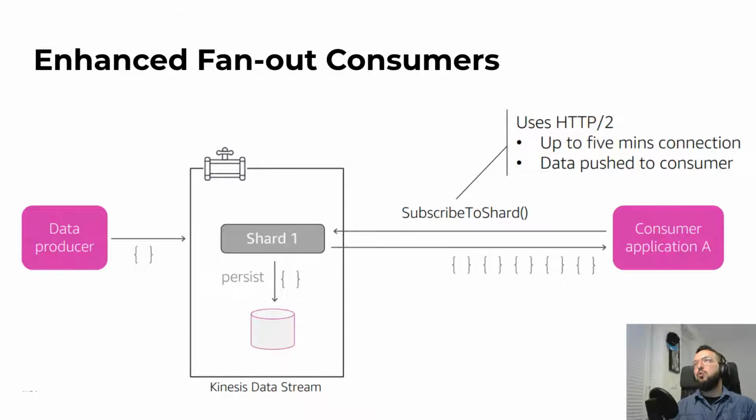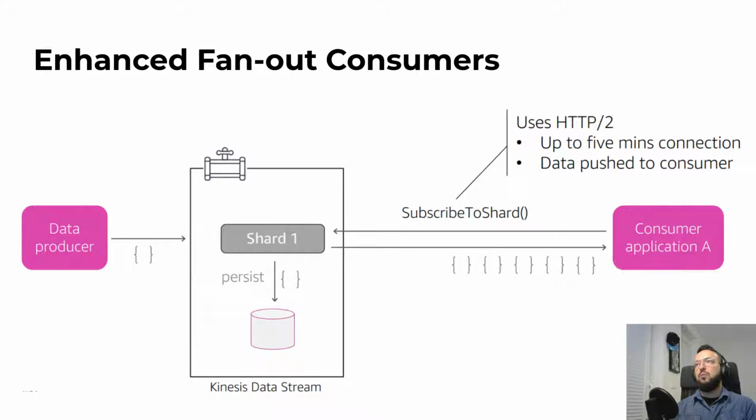How does the push capability work? It uses HTTP2, so up to 5-minute connections, and thanks to those long-living connections, you can push data to a consumer after the subscription is ready. So it works as follows. The data producer sends data to a data stream. Based on the partition keys, it is split between the shards. It is persisted. And then if the subscription from a consumer application is active, you receive the data in a push manner to a given consumer.